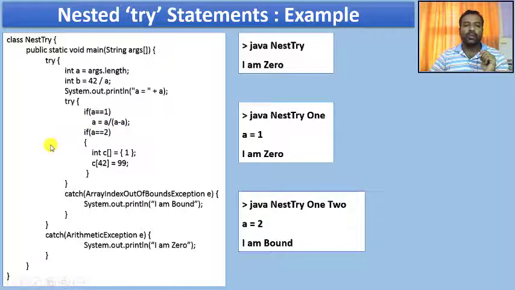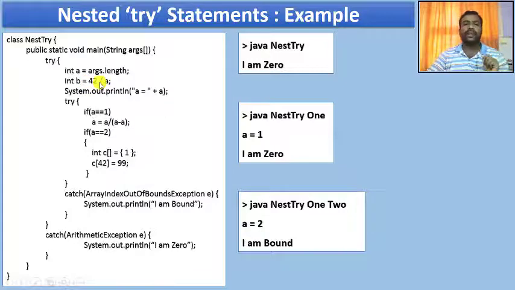Immediately the control will shift out of the try clause, and there is no catch clause of the inner try clause which can handle the arithmetic exception. In this case, it will forward or pass on the exception to its enclosing try clause. The enclosing try clause has got an arithmetic exception clause, and it's going to print the output as I am 0.